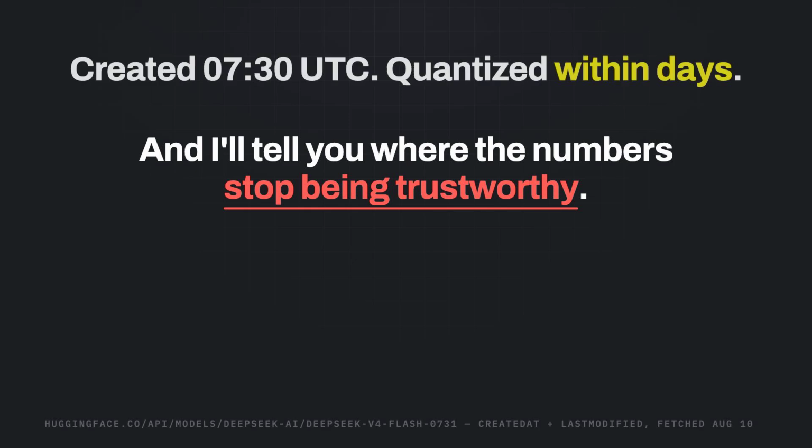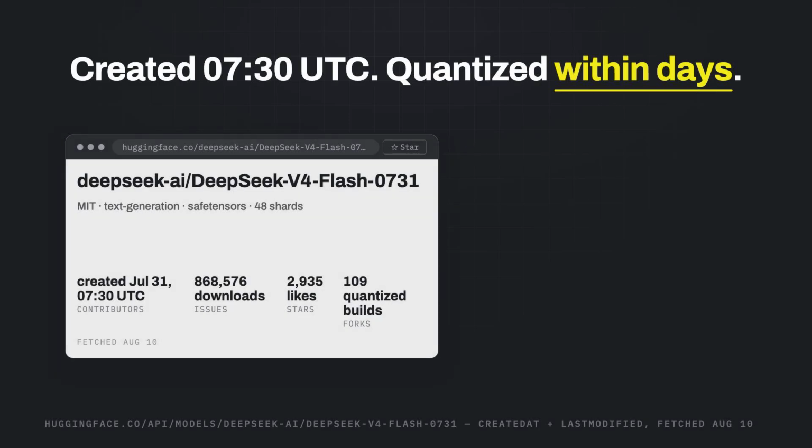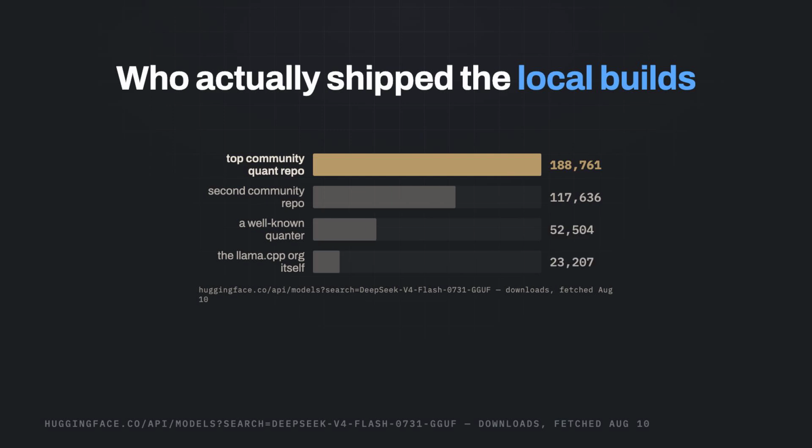The repo went up on July 31st at 7:30 in the morning, UTC. By the first week of August, it had 868,576 downloads, 2,935 likes, and 109 separate quantized builds hanging off it. The most downloaded local build has 188,761 pulls. The llama.cpp project shipped its own at 23,207. That gap tells you the community got there first, and the toolchain caught up after.